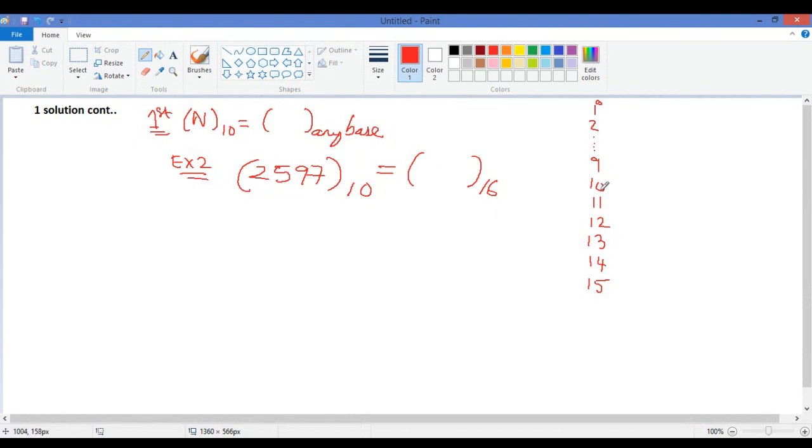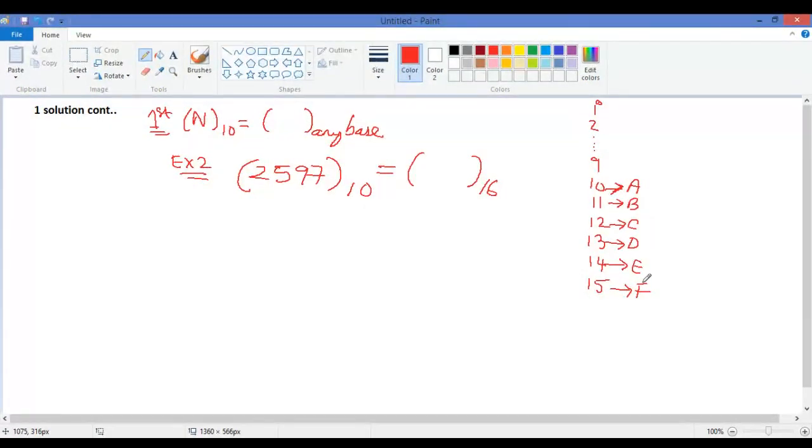Now, you don't write 10 as 10 in hexadecimal. You will write it as A. 11 you will write as B, 12 as C, 13 as D, 14 as E, and 15 as F.